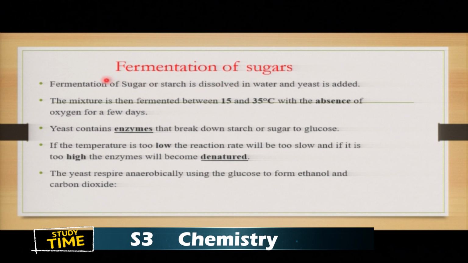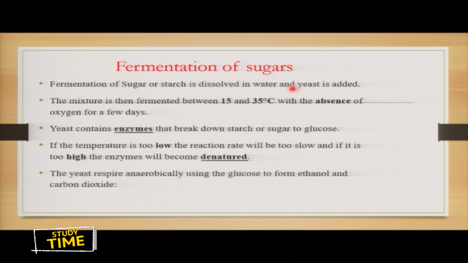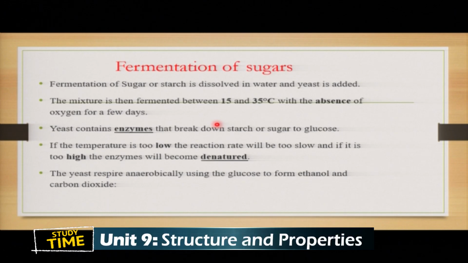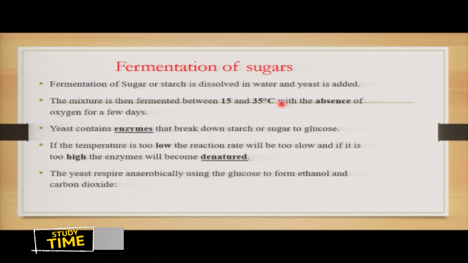So during the fermentation of sugar, starch is dissolved in water and yeast is added. That is an enzyme, so that is acting as a catalyst. The mixture is then fermented between 15 to 35 degrees Celsius with the absence of oxygen. So it is anaerobic respiration. It takes place in absence of the oxygen. So the temperatures must be between this, because beyond the high temperatures, the enzymes are denatured. So that is why the temperatures have to be controlled.